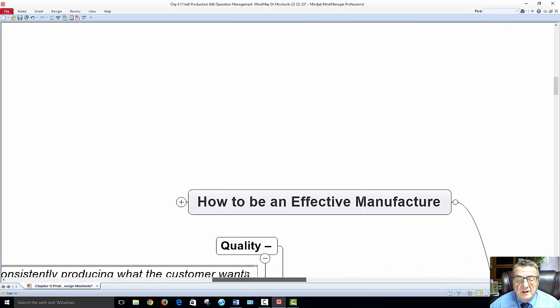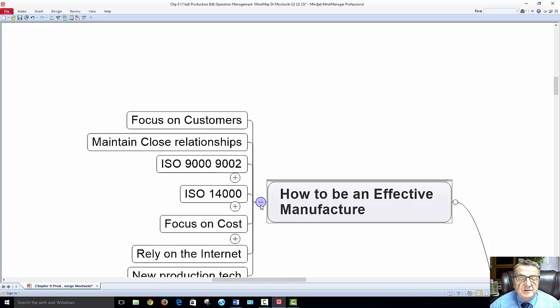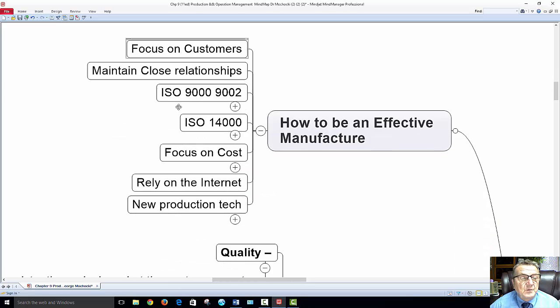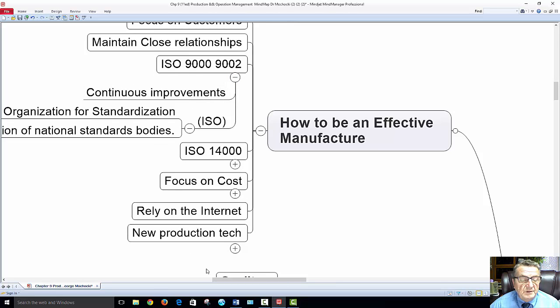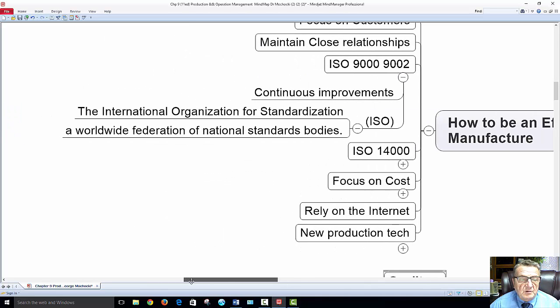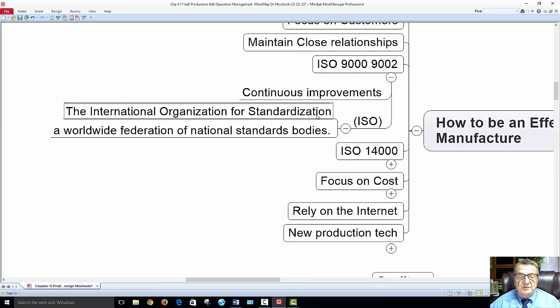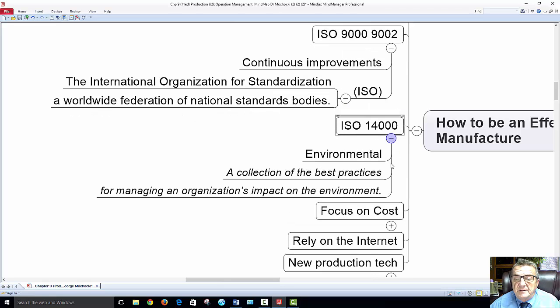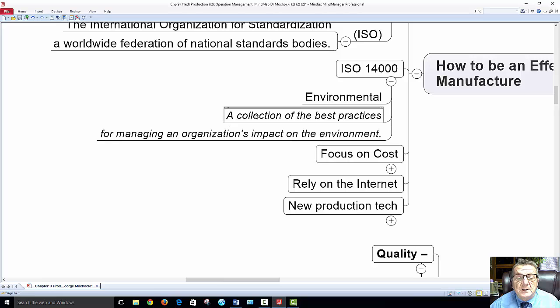Last thing. We're almost done here. How to be an effective manufacturer. And this is just a list. Focus on customers. Number one, maintain a close relationship with the customers and suppliers. ISO 9000, right? Continuous improvement. And this is just a definition in case I talk too quickly. International Organization for Standardization, worldwide federation of national standard bodies. ISO 14000, environmental collection of best practices for managing an organization's impact.